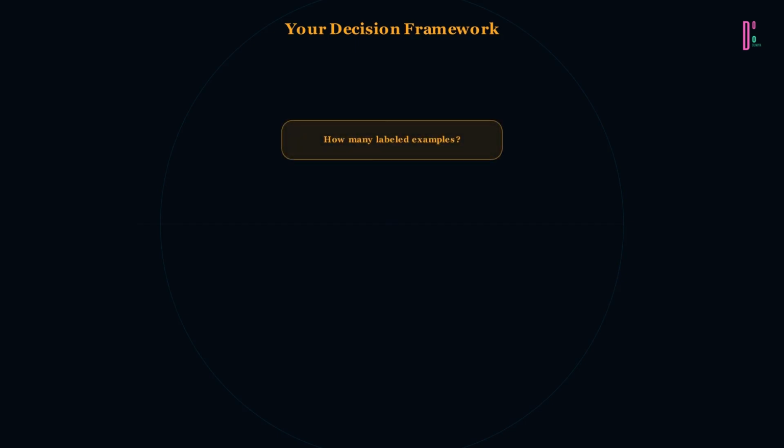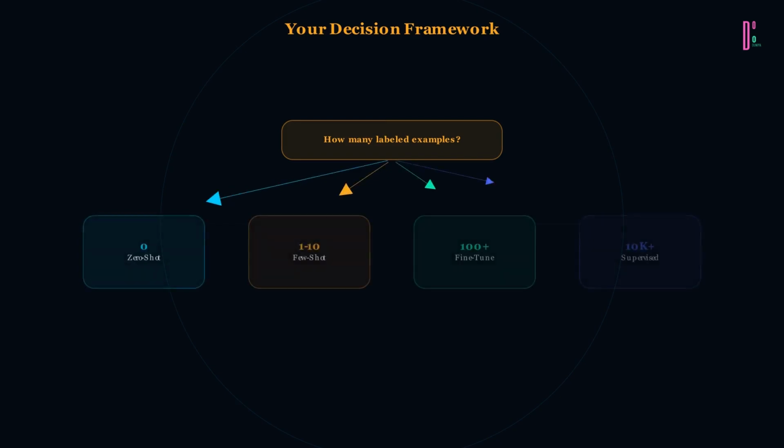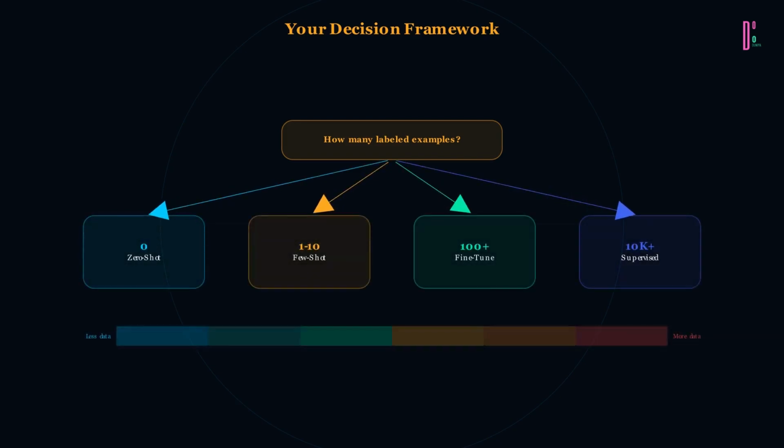So how do you choose the right approach? Here's the practical decision framework. 0 labeled examples? Use zero-shot, perfect for rapid prototyping, brand new categories, and breaking news events. 1 to 10 labeled examples? Few-shot in-context learning. Fast, no training needed, good enough for most tasks.